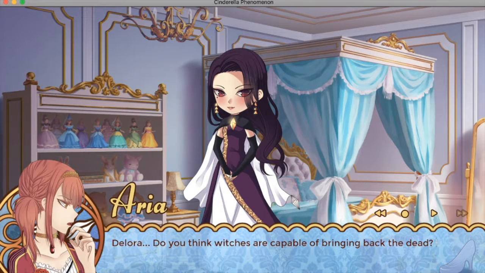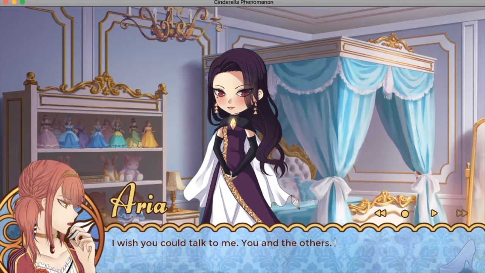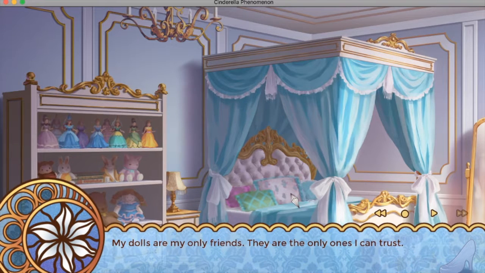Delora, do you think witches are capable of bringing back the dead? I wish you could talk to me, you and the others. My dolls are my only friends. They're the only ones I can trust. Unlike humans, they will never betray me.